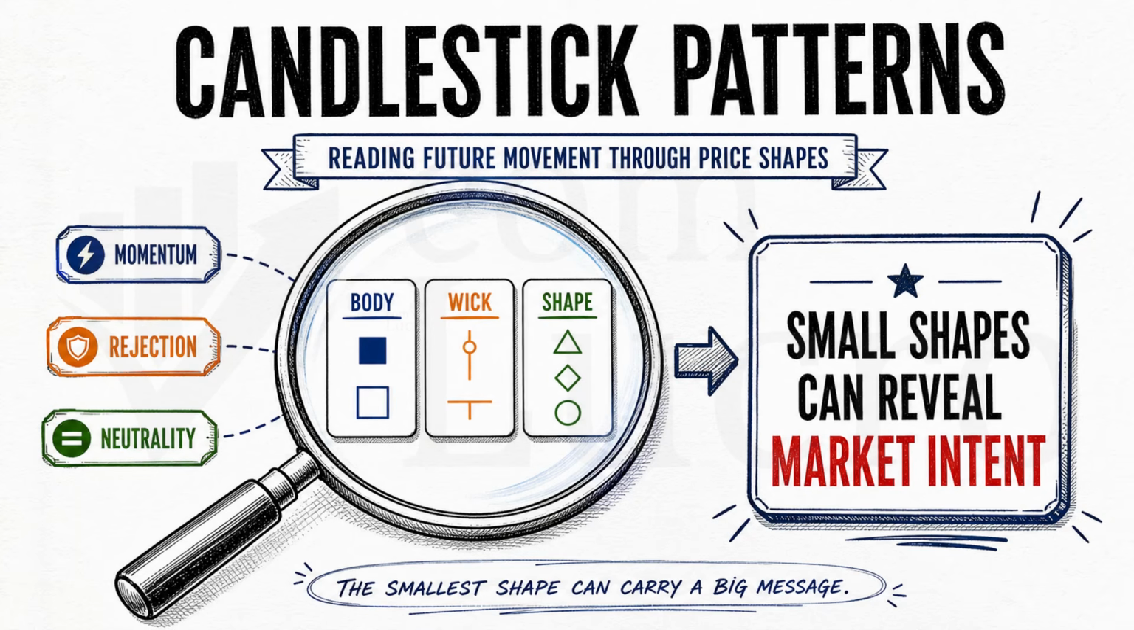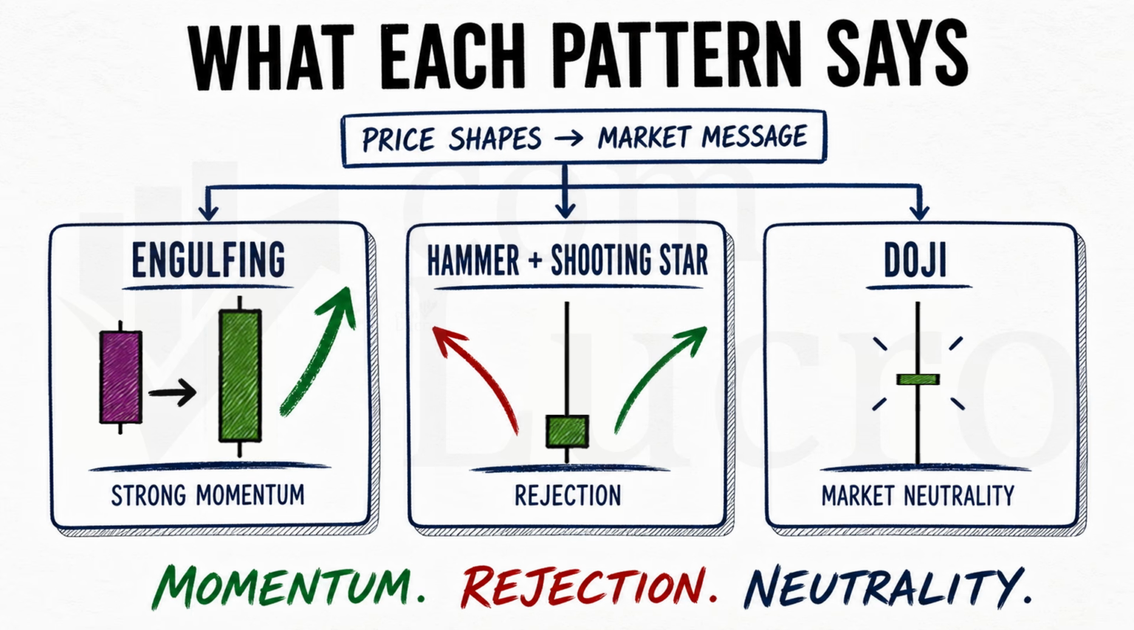Now, candlestick patterns. Candlestick patterns are a technique traders use to analyze future price movements by looking at specific candle shapes. The most notable ones are engulfing patterns, which signal strong momentum in the direction of the engulfing candle. Hammer and shooting star patterns, which indicate rejection, shown by the long wick on one side. And doji patterns, which signal neutrality in the market.